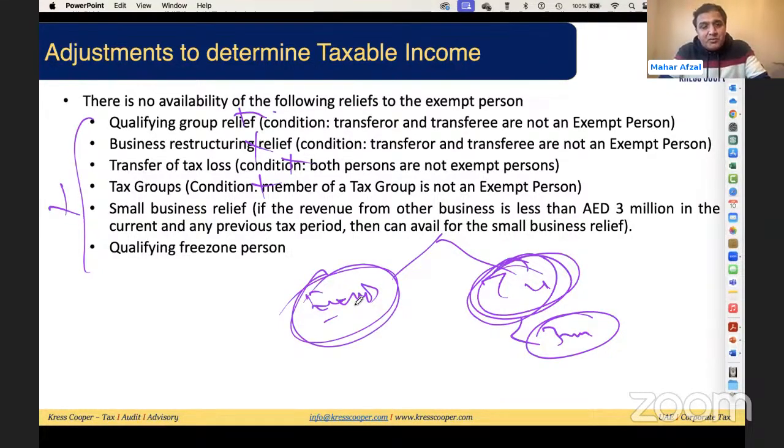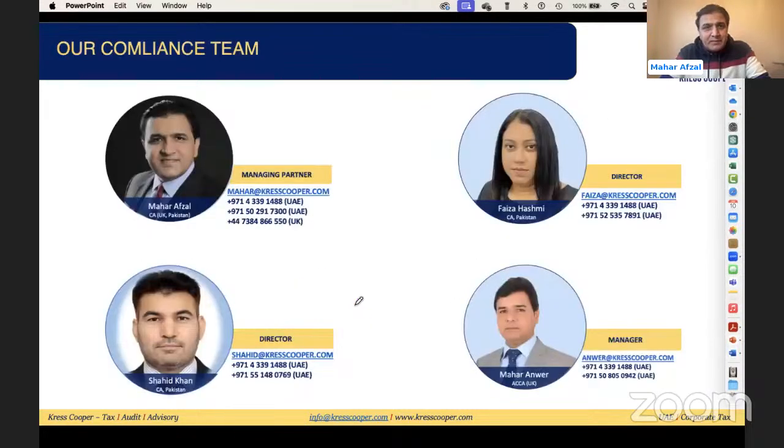The qualifying free zone person: if the persons are fully exempt, they will not be able to become a part of the qualifying free zone person. They will not be treated as a qualifying free zone person.